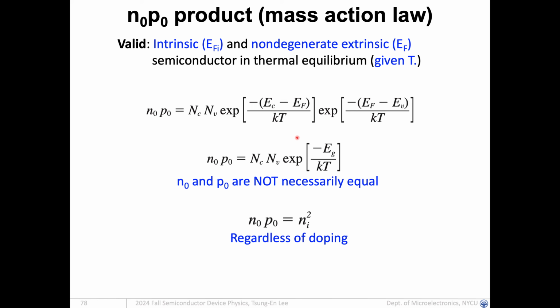Because finally, you will see that the Fermi levels disappear during the derivation. So the only thing left is the band gap. As we mentioned, the intrinsic carrier concentration is only determined by the band gap. Even for a doped semiconductor, you can use it, unless it becomes a degenerate semiconductor. Then this equation is not valid, because then we cannot get this formula by the Boltzmann approximation.